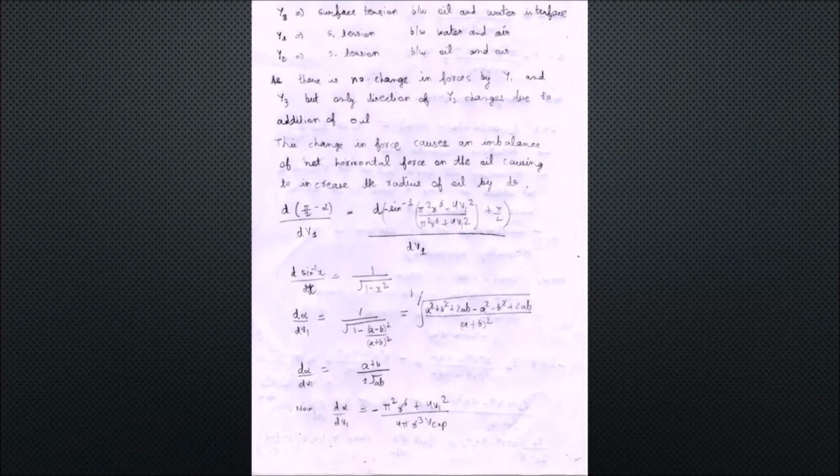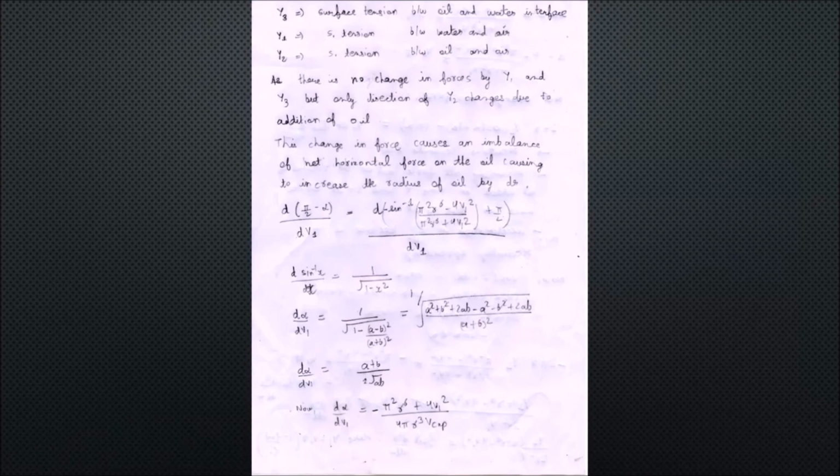As there is no change in forces by gamma 1 and gamma 3, in the force balance we can neglect them, but the direction of gamma 2 changes due to the addition of oil. This change in force causes an imbalance of net horizontal force on the oil, causing it to increase the radius of the oil by dr.